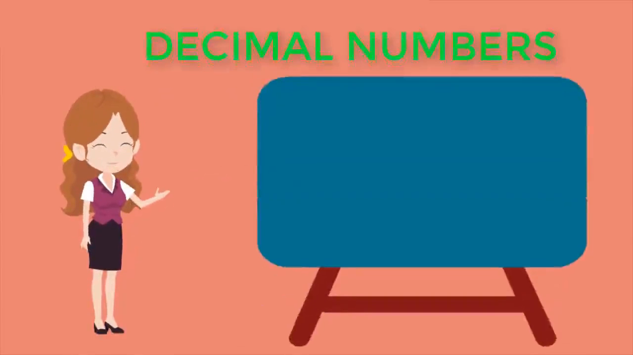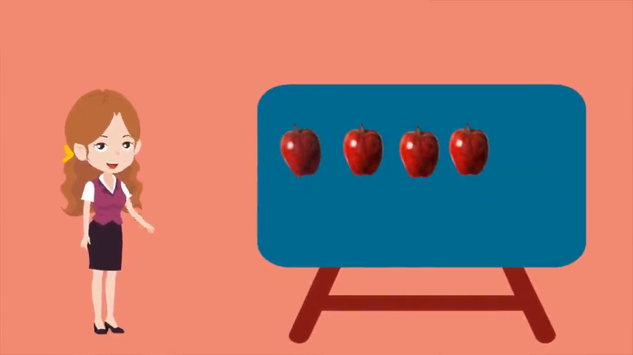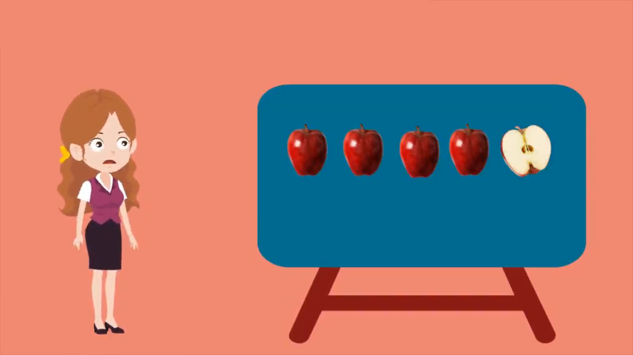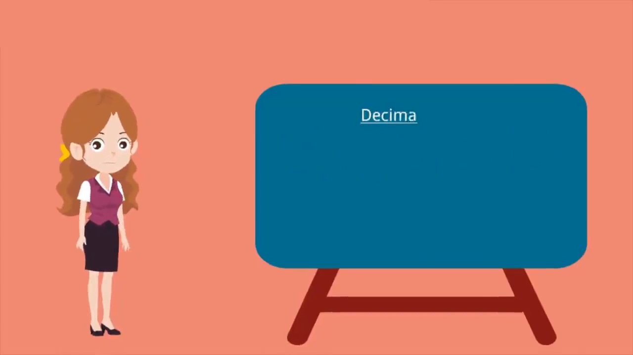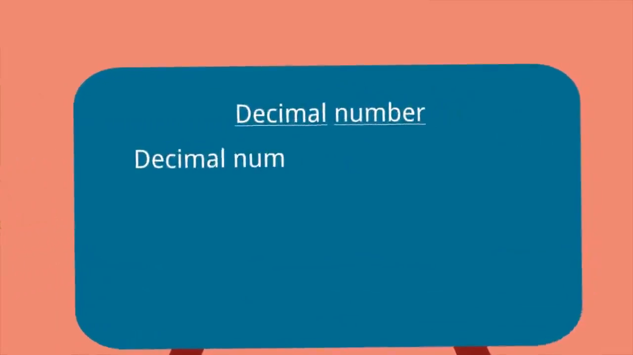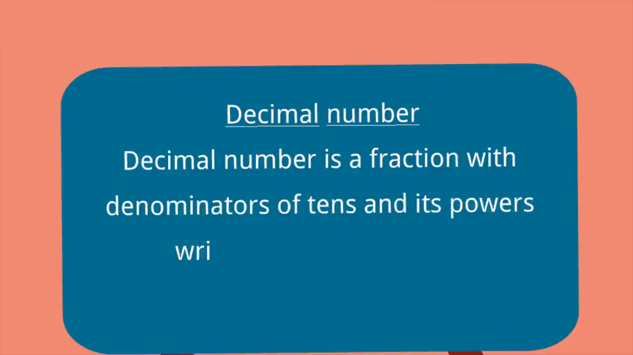Decimal number. Look here. How many apples are there? It is quite easy to say, isn't it? Yes, there are 4 apples. But now, can you count the number of apples? For this purpose, number system has decimals. Decimal number is a fraction with denominators of tenths and its power written in a special form.